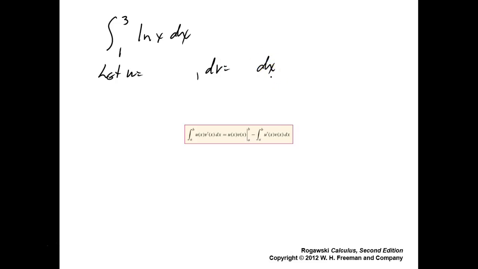Okay, and the dv has to have the dx in it. This almost gives it away, right? Because if the dv is dx, what do we have left? u has to be log x. Okay, so let u equal log x.